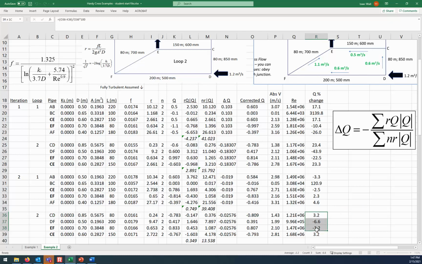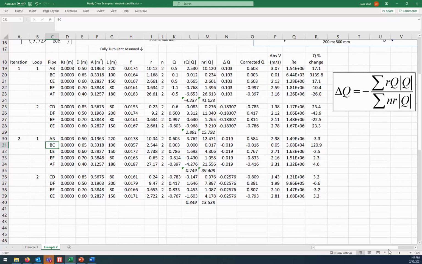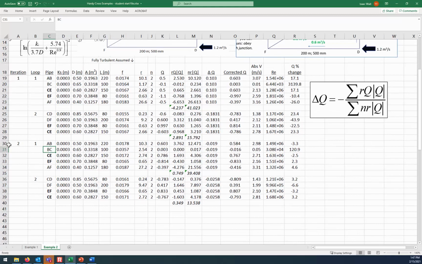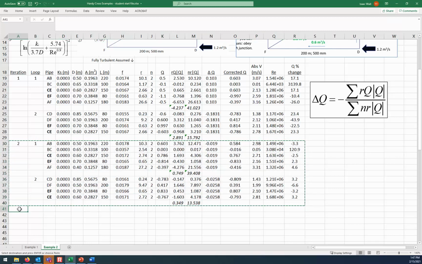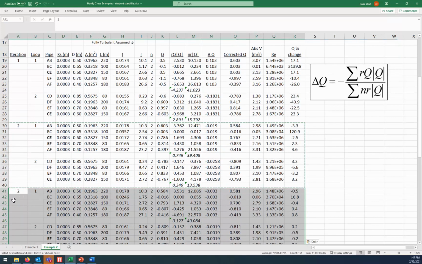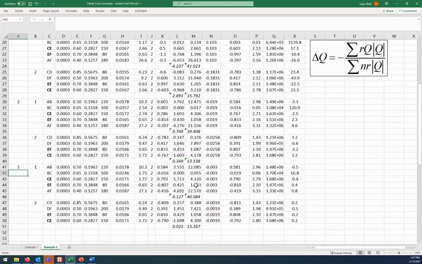So the flow rates are changing, with the exception of this one pipe BC that has just very little flow through it. We're already getting pretty close to convergence, just in the second iteration. The third iteration is where things really shine, because what we can do is copy the whole thing, Control C, Control V, and the only thing I have to do is change that from iteration 2, and I'm calling it iteration 3. But everything else is updated.